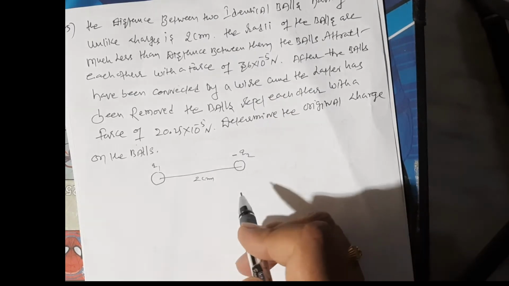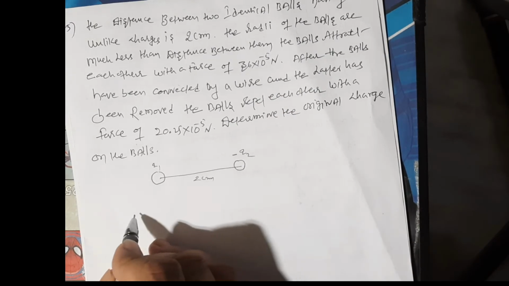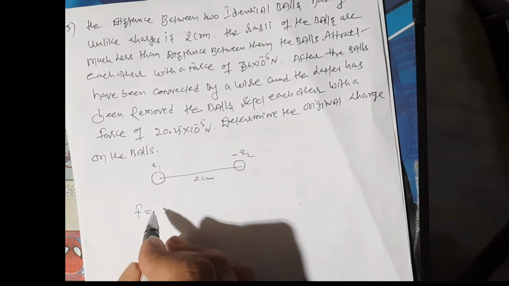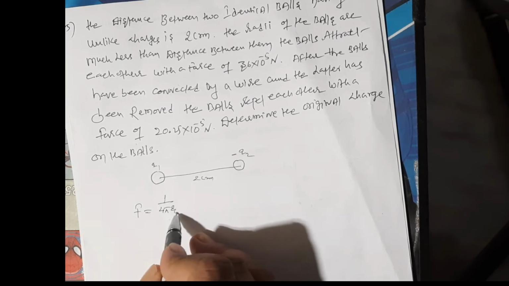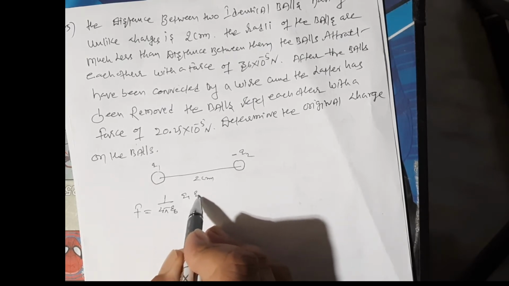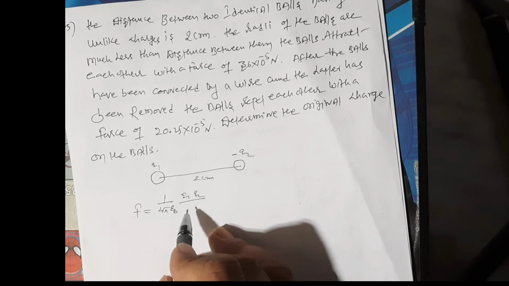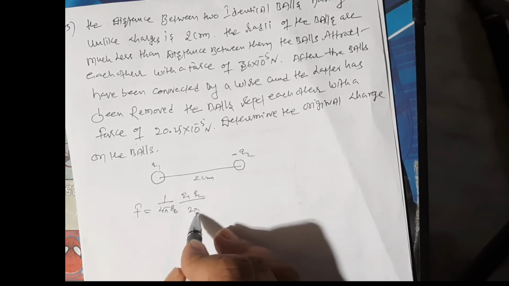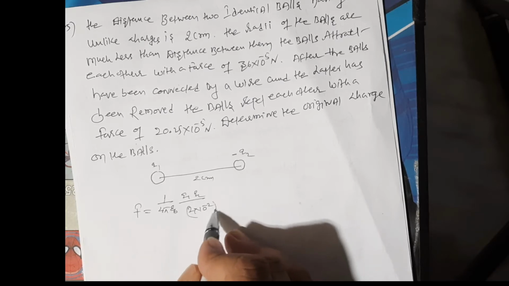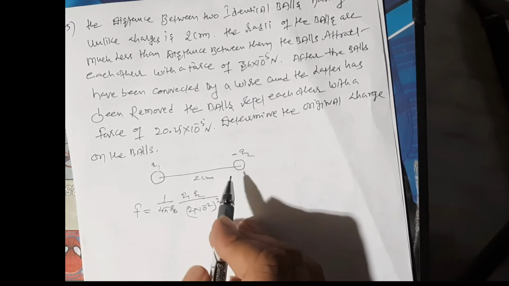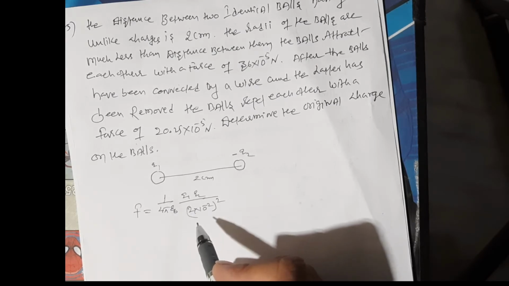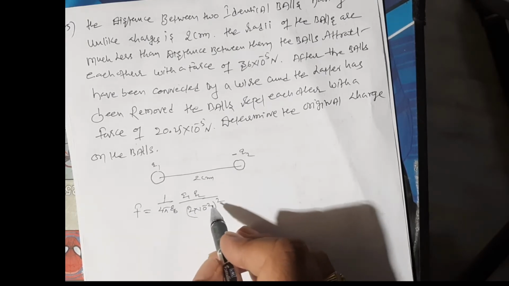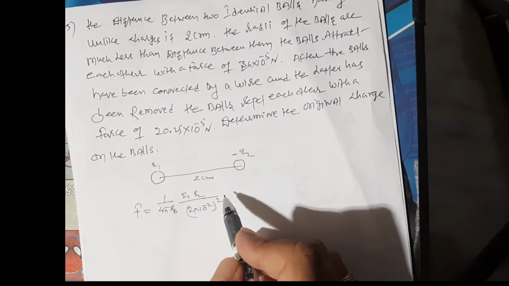Right. So from this information we write the equation F is equal to 1 by 4 pi epsilon naught Q1 Q2 by R square. R means what here? 2 centimeters. R square is 2 into 10 to the power of minus 2 whole square. Here we need not put a negative sign. This is a force. Force is a vector, so no need to write a sign.